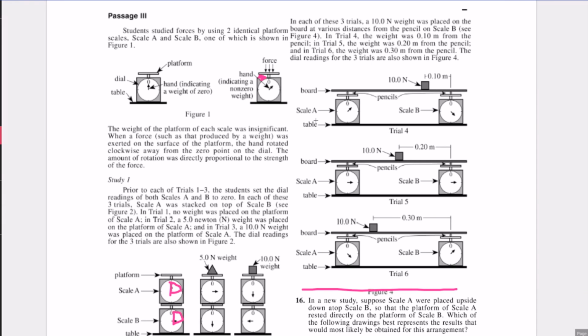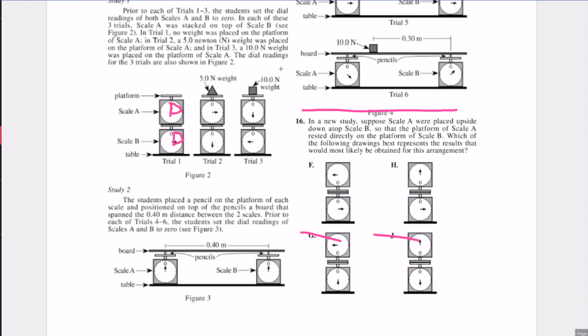Because the platform is being pushed down by the weight of the entire scale. And we know the weight of the entire scale, right? We found out before that it was 5 newtons. So if the weight of the scale is 5 newtons, that means it should be compressed 1/4 of the way. Now, the only other note here is that the scale on top is upside down. So if the 0 is up here, then 1/4 of the way is going to be facing this way, which gives us option F as our answer.